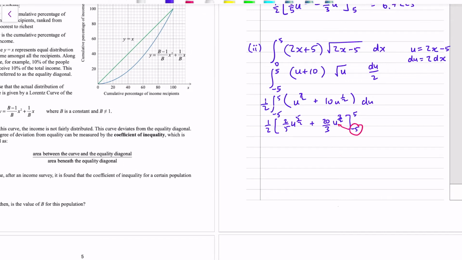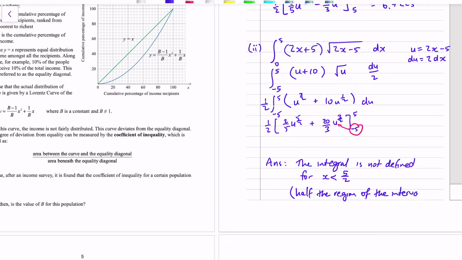So the answer to the question would be: the integral is not defined for x less than 5 over 2, which is actually half the region of the interval that we're trying to integrate over.